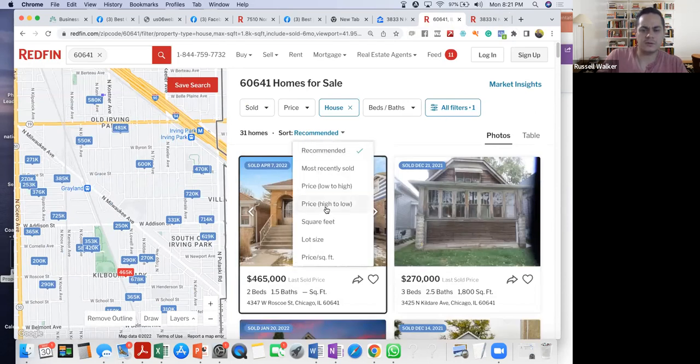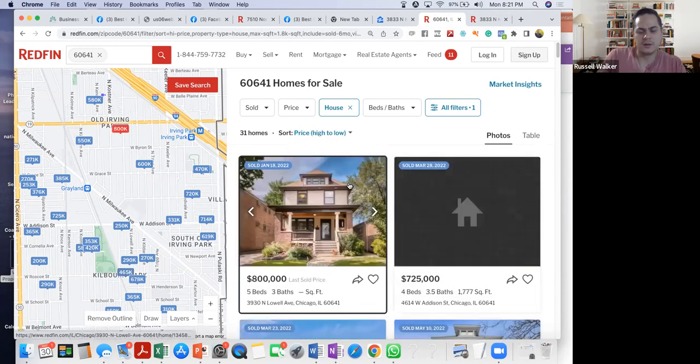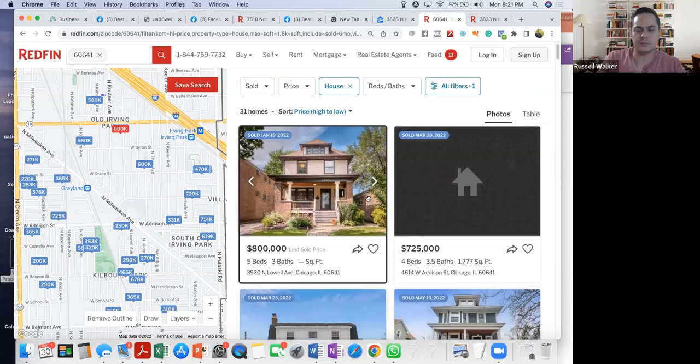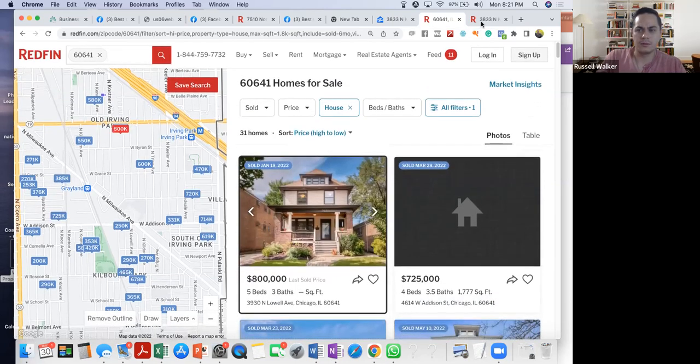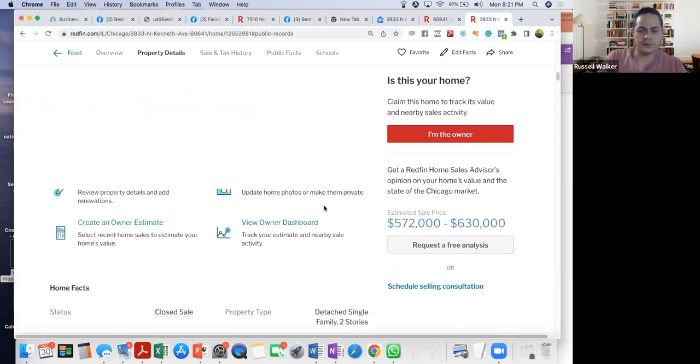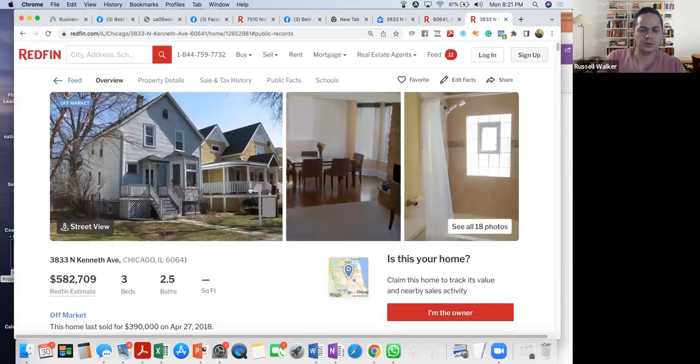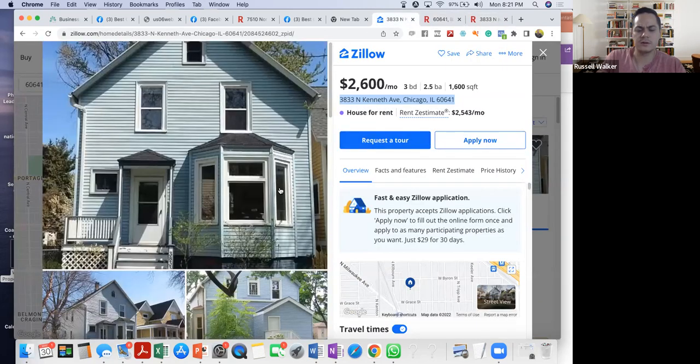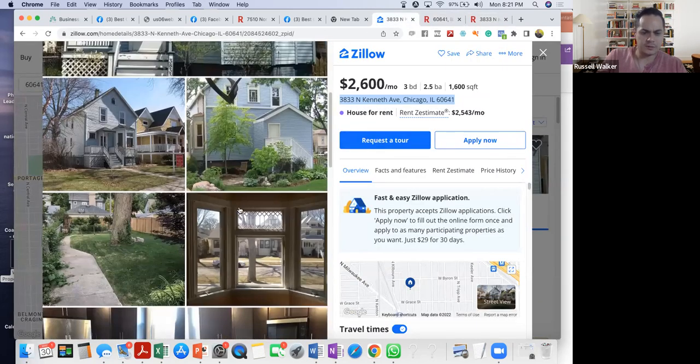So next we go to price. You can sort by price, high to low. We do high to low because we're trying to get the comps that sold at the highest price to get the full retail value of the property. What's good is that we have pictures, so we know the condition. So let's look at the pictures of the home.